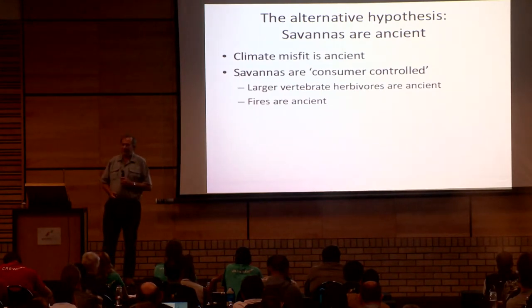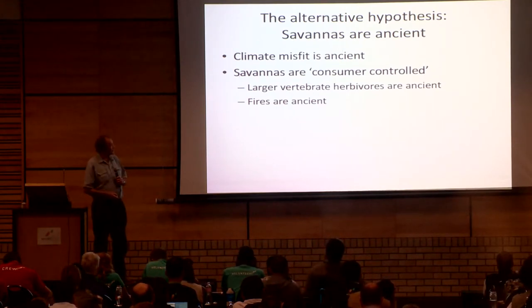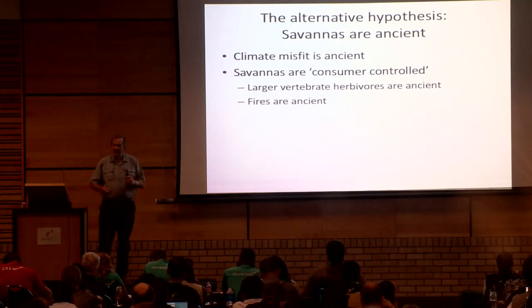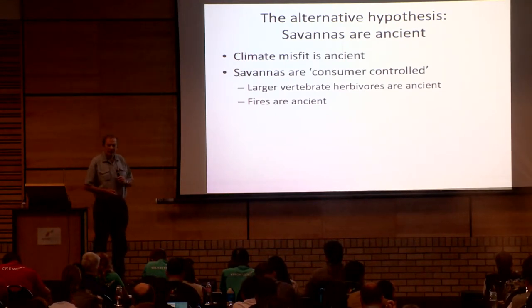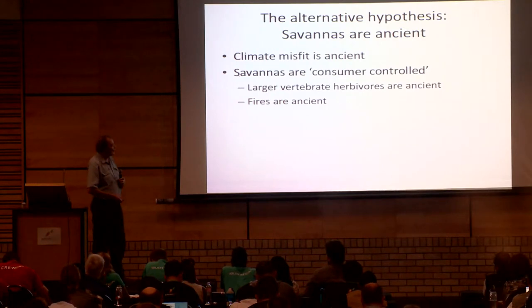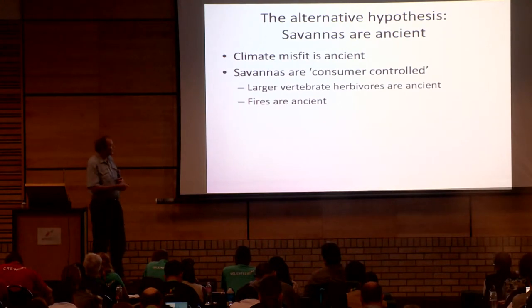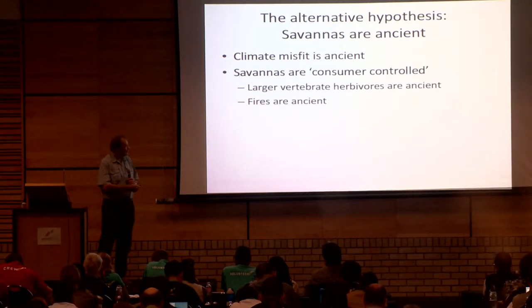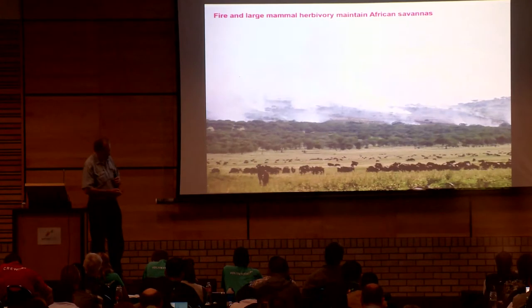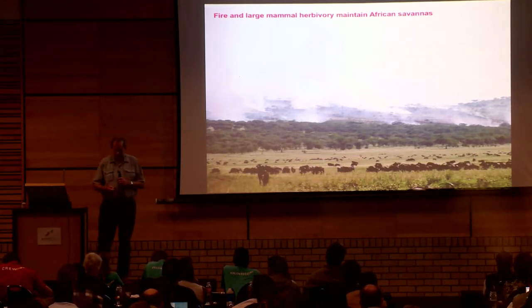There is an alternative hypothesis, which these people should have understood and read about, but they haven't, that savannas are actually ancient, that the climate misfit is ancient. The presence of grasslands in a climate that's warm enough and wet enough to support forests is not new and anthropogenic, but could be ancient. And savannas exist because of consumer control, where the two consumers are large vertebrate herbivores and another one, which is very similar to herbivory, which is fire. And that both of these are also ancient. So the two creators of savannas in this image from the Serengeti are the large mammals and the fire, two different classes of consumers.